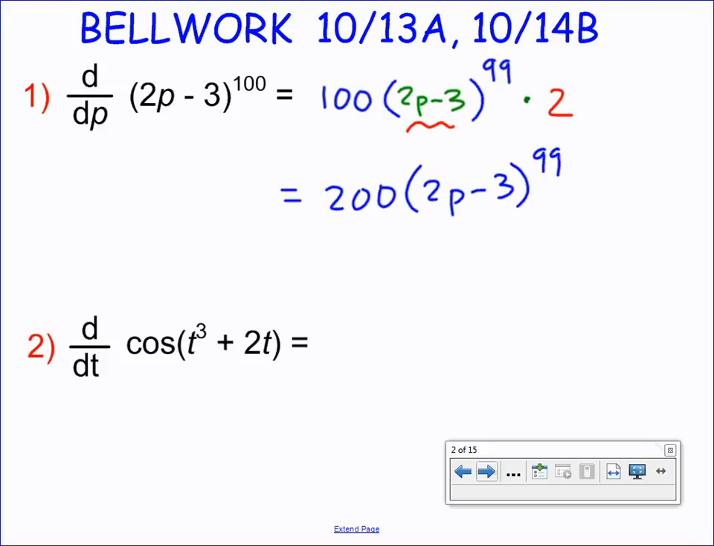Raise your hand if you already had that for number 1. So who had that for number 1? Excellent. So we're off to a great start with the chain rule. Let's go ahead and take a look at number 2.